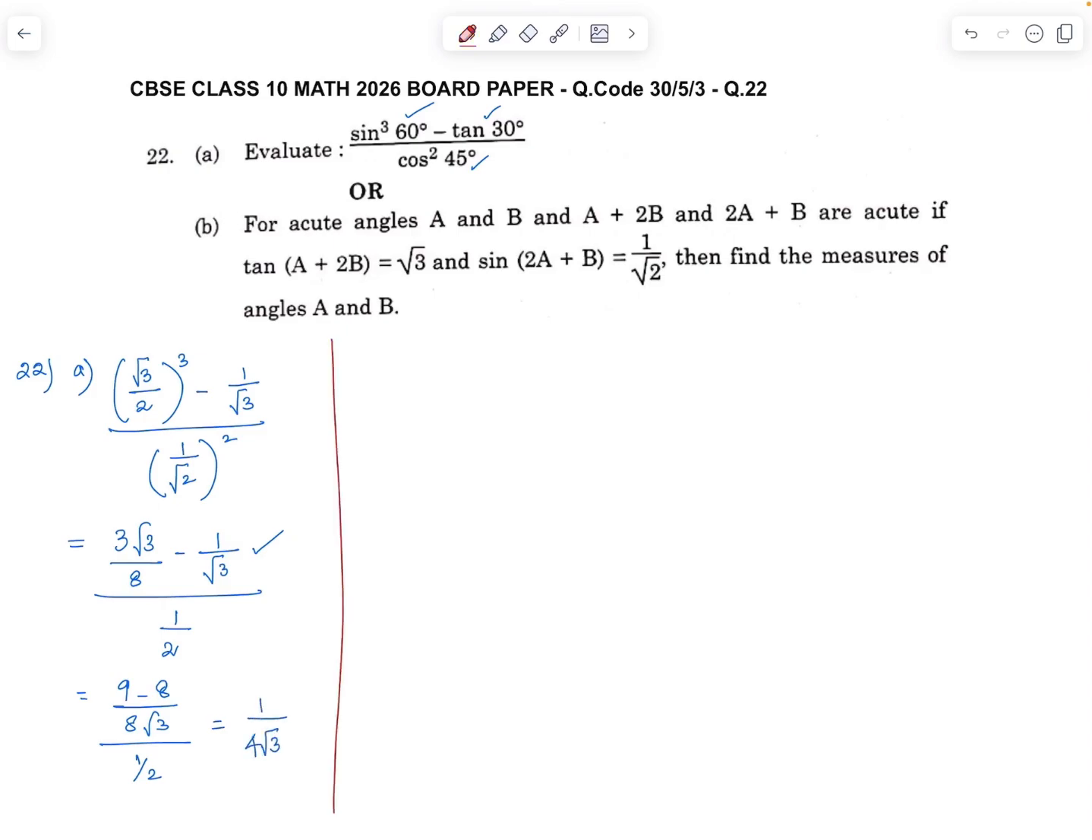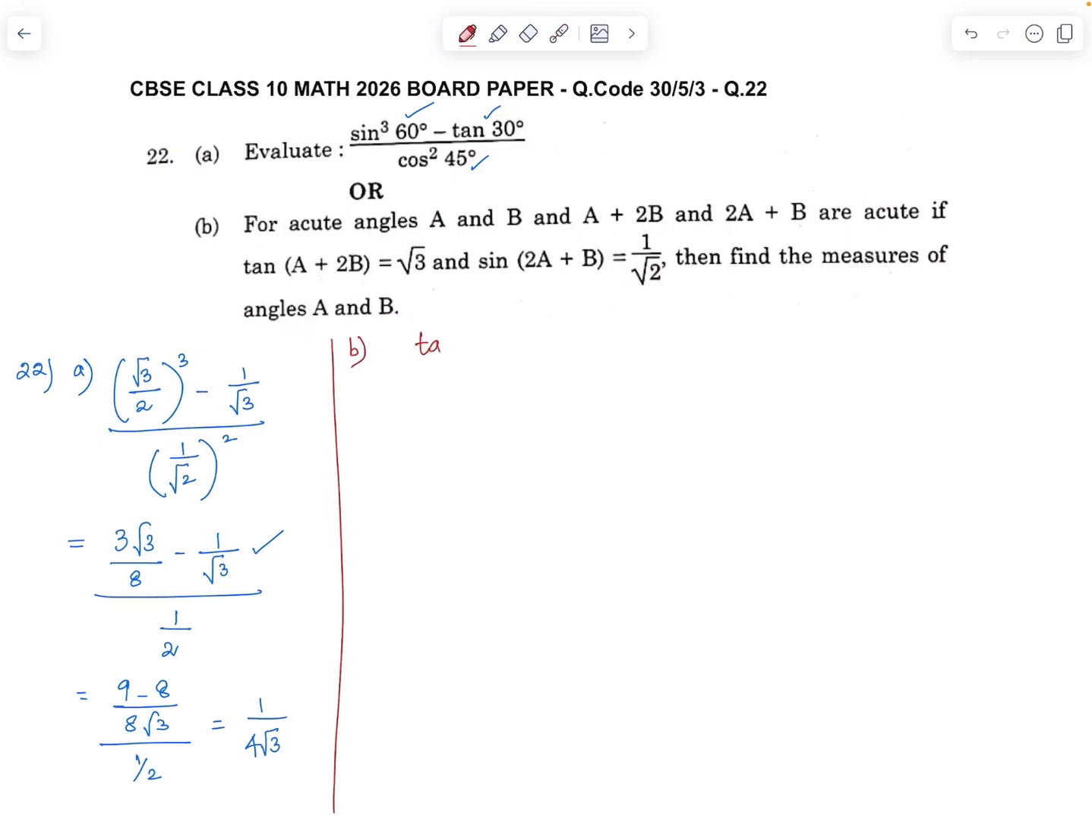Question 22b says: for acute angles A and B, A plus 2B and 2A plus B are acute. If tan (A plus 2B) is equal to root 3 and sin (2A plus B) is equal to 1 upon root 2, then find the measure of angles A and B.